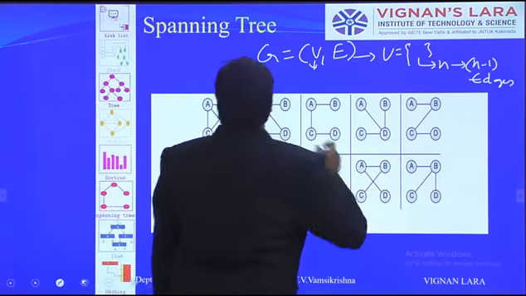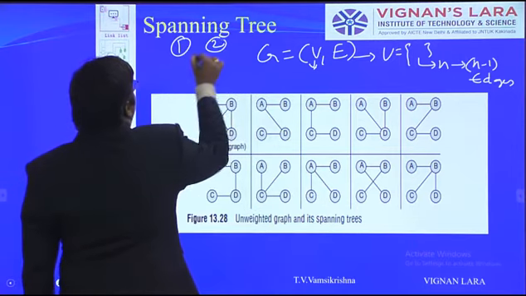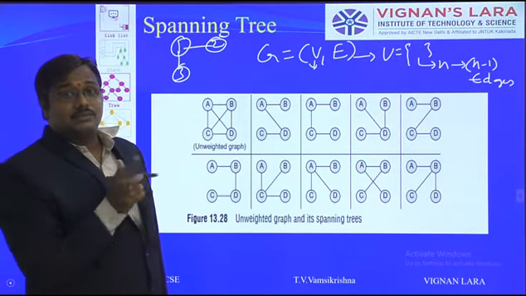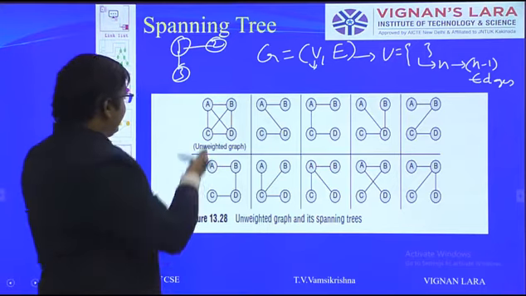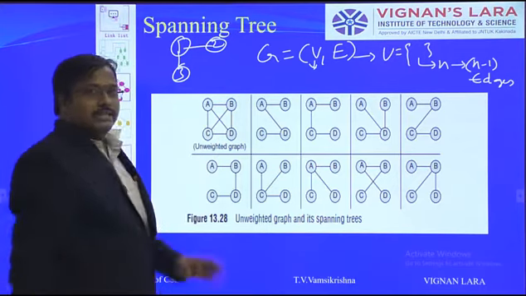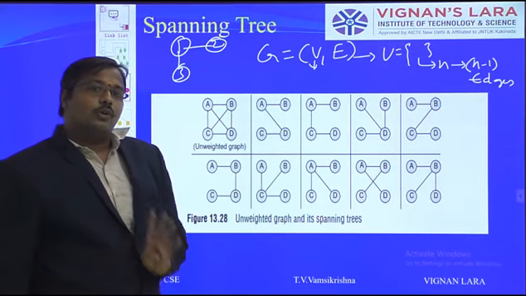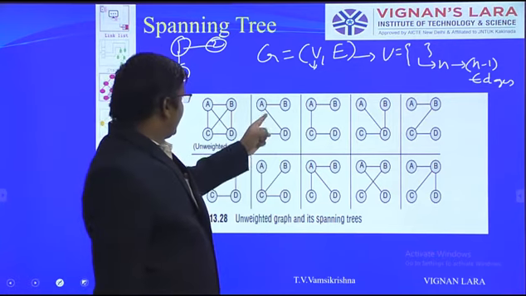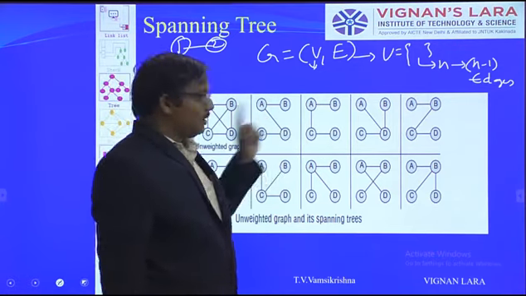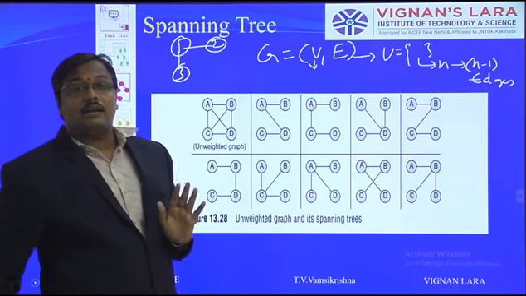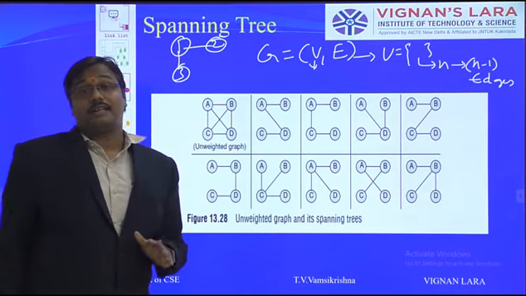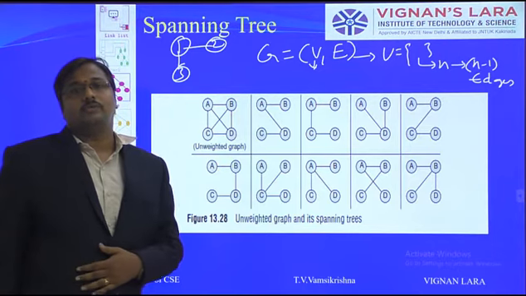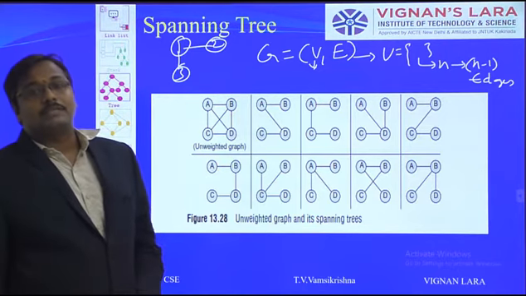For example, this is a graph with vertices 1, 2, 3. How many edges are required to connect 3 vertices? 2 edges. Similarly here, A, B, C, D means 4 vertices in total, so 3 edges are enough. Here we are identifying the different combinations that form a spanning tree.